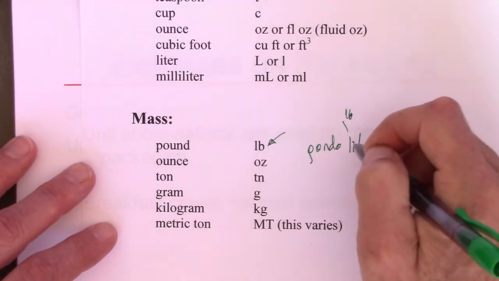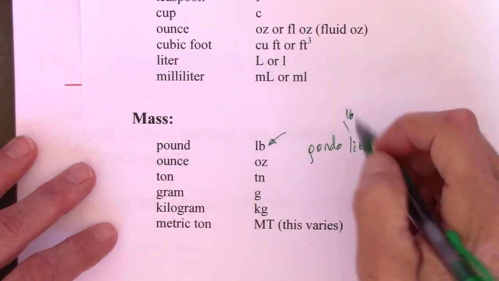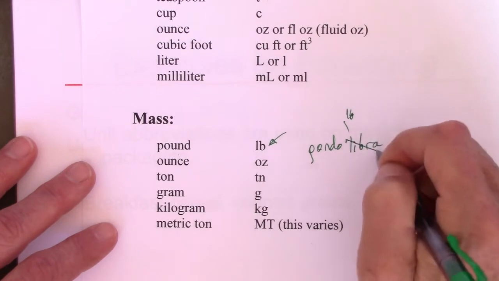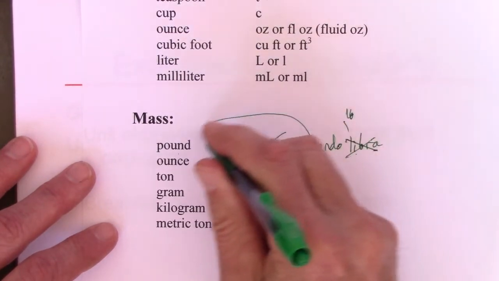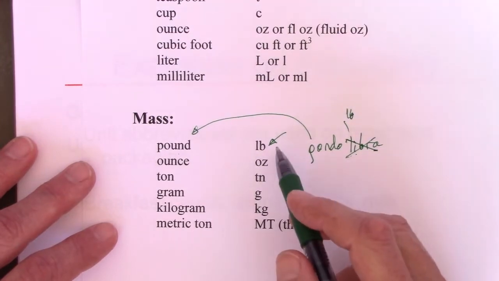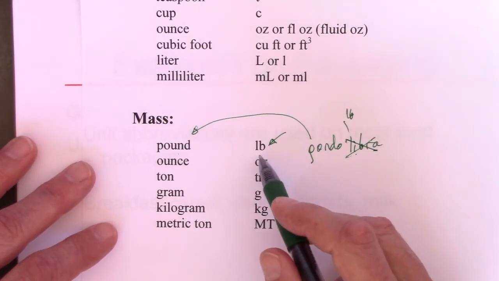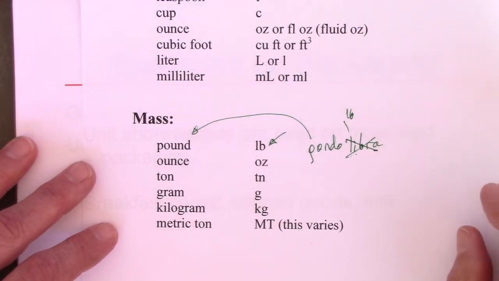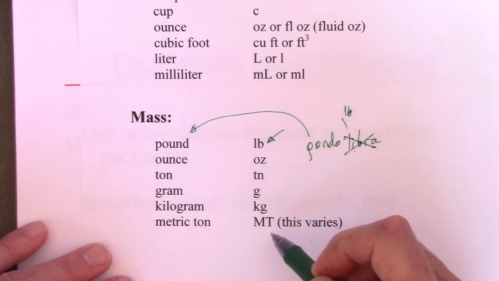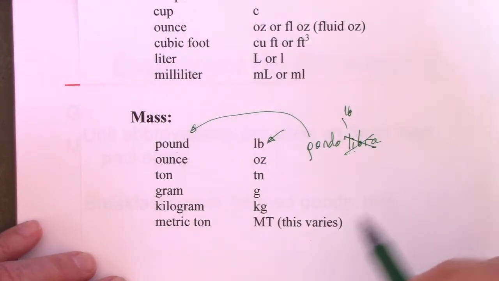This makes sense because there's an L and there's a B. But then people got tired of saying Pondo Libra, and so they started just saying Pondo, and Pondo became pound, and we're still left with the abbreviation LB. You've got to be careful writing this, because if you're sloppy in writing it, it looks an awful lot like the number 16. Ounce can be abbreviated OZ, and go ahead and pause the video and write down the rest of these, and then you're done for the moment.